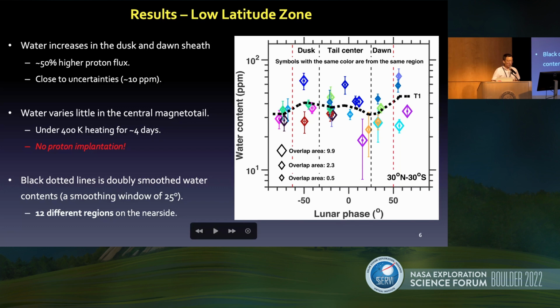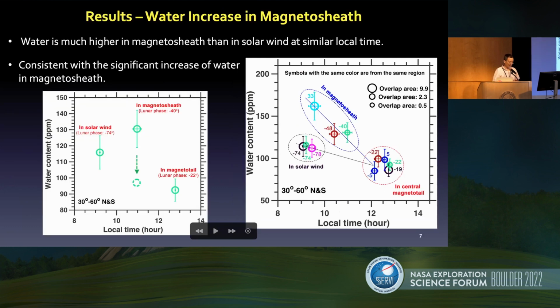And even in the uncorrected data, we can see the trend. So here on your left hand, you can see the clusters of data in the solar wind labeled there in the black dashed circle, and the clusters of data in the blue dashed circle in the magnetosheath. You can see the downward trend, they deviated from each other, but they merged at the local noon. So this strongly suggests that when the moon is in the magnetosheath, you can see a significant increase of water.